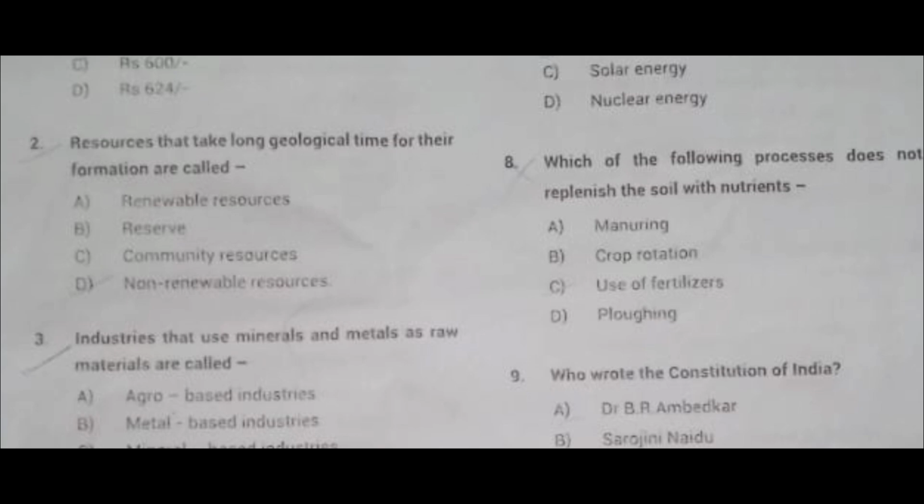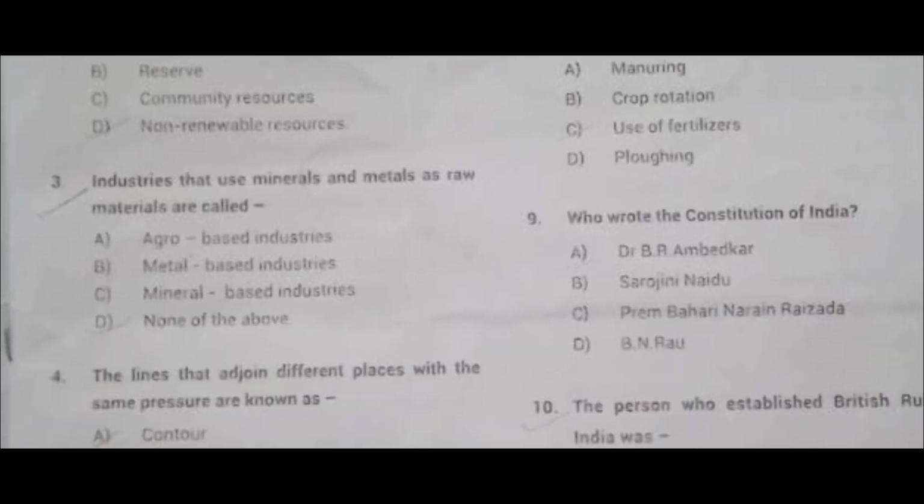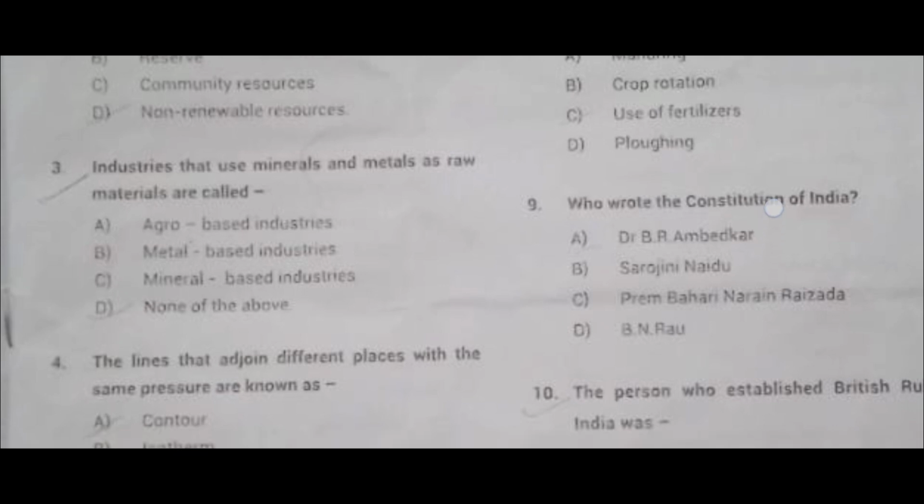All right, let's go to question number 3 now. Industries that use minerals and metals as raw materials are called what? Option A, agro-based industries, metal-based industries, mineral-based industries, or none of the above. So the answer for question number 3 is option C, that is mineral-based industries.